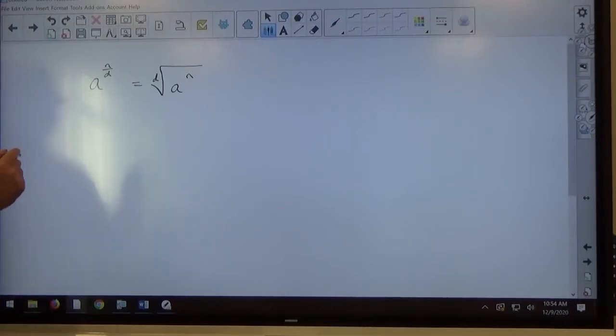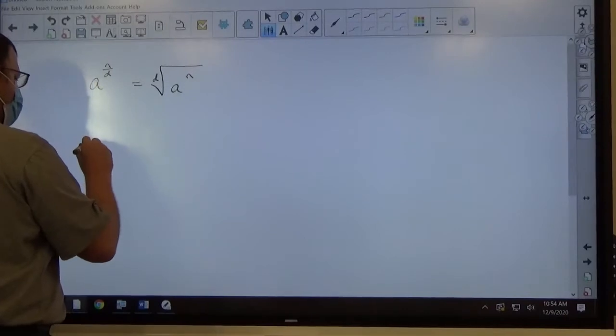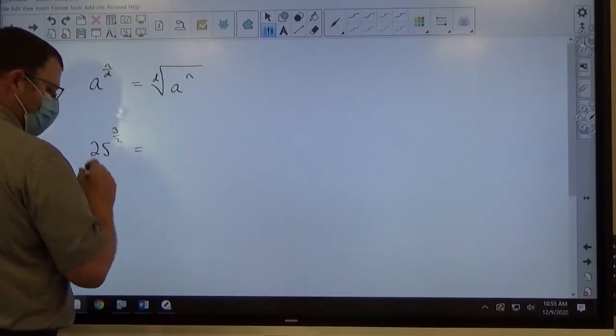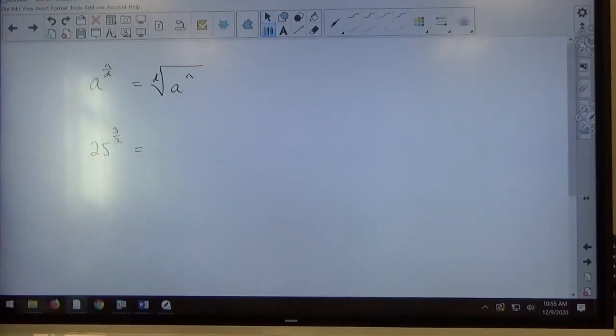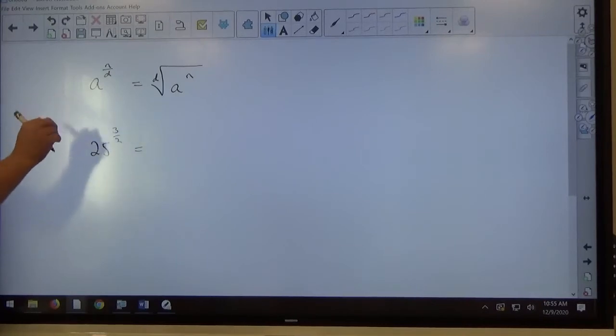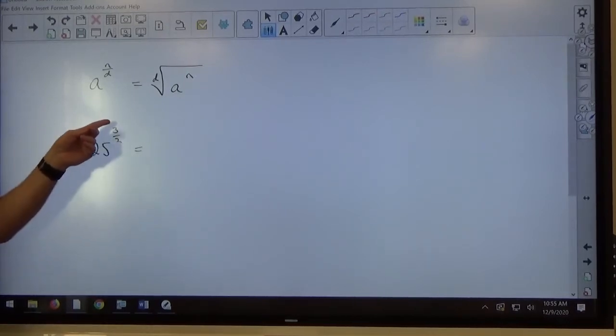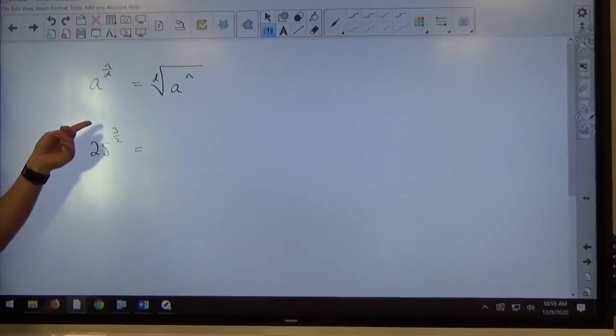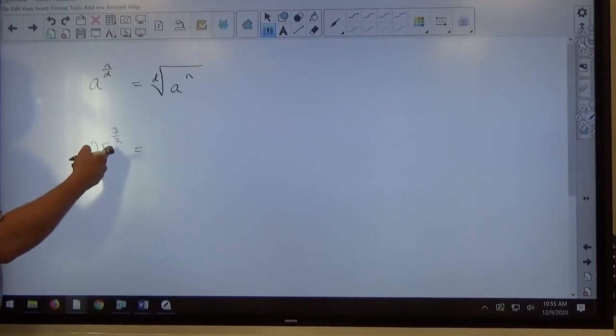So in general, let's say I have 25 to the 3/2 power. The technique for evaluating this, in my opinion the most efficient technique: powers make things get bigger, roots make things get smaller. Anytime I can make something smaller first, I do it. So I can do 25 cubed first and take the square root of that, or I can take the square root of 25 first and cube that. With this power, you have the option of doing either first and either second.